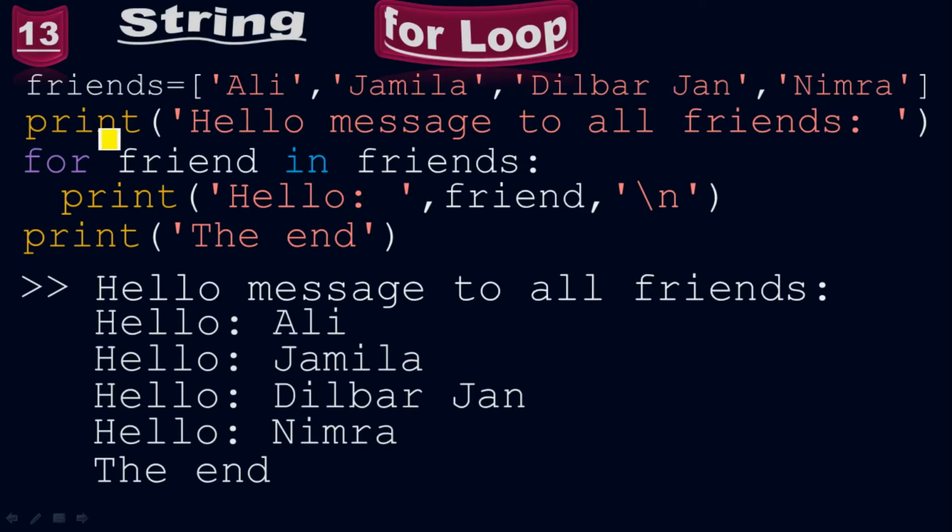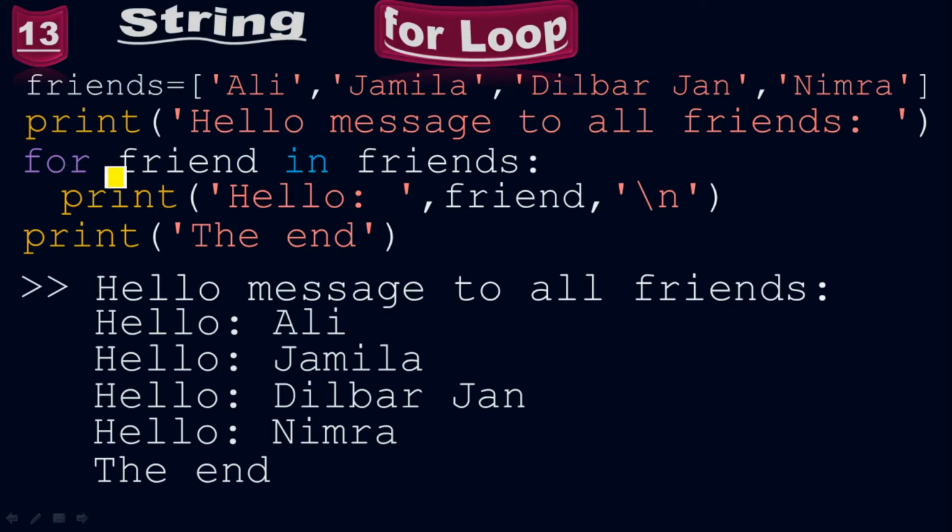So I'm using the print function here, print of hello message to all friends. This is the title message. This print function will print the title message, hello message to all friends, with the colon.